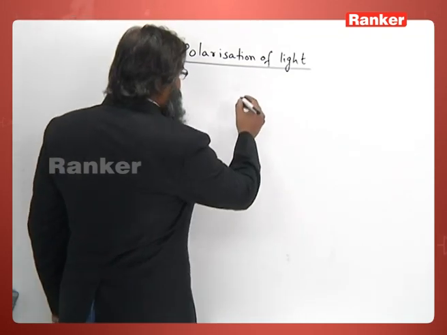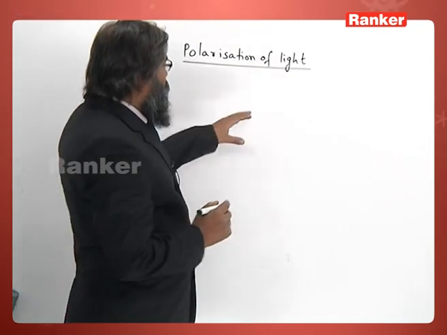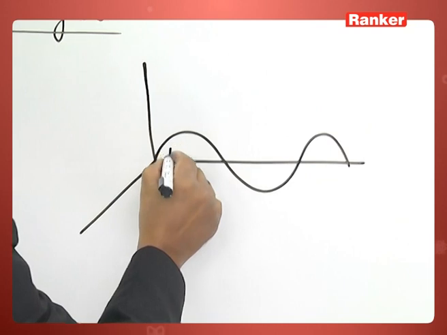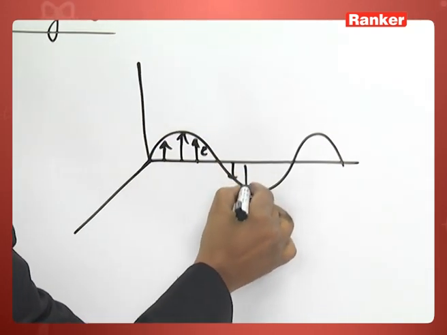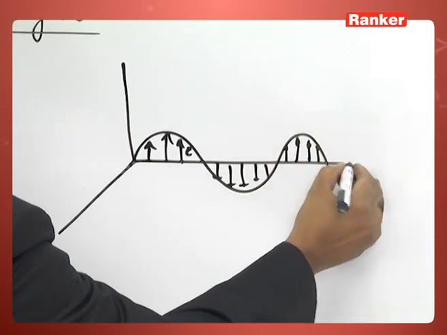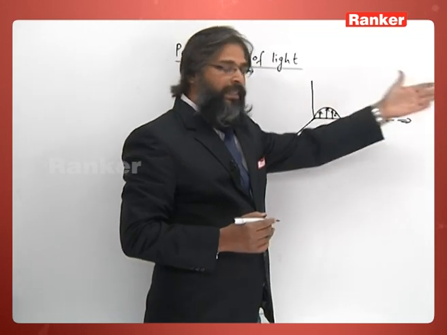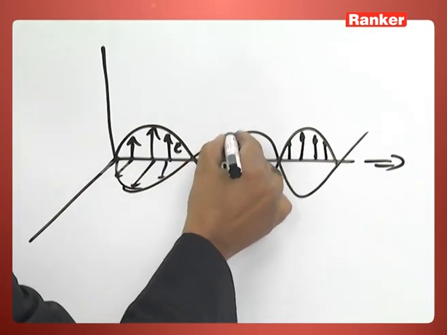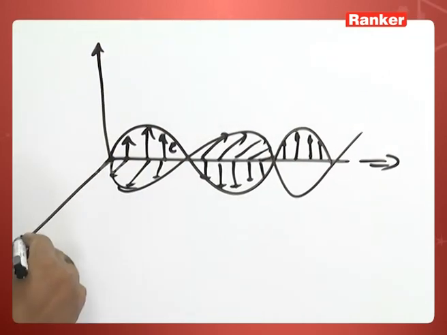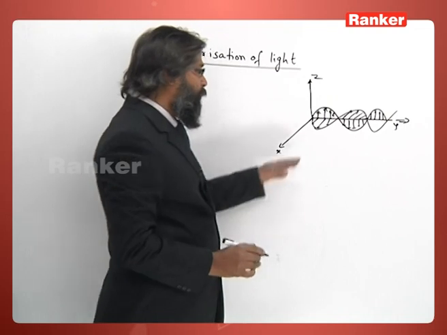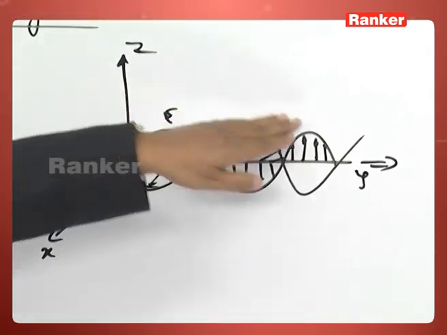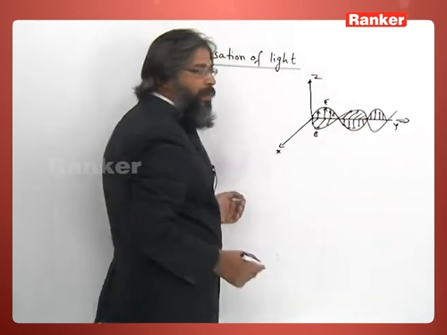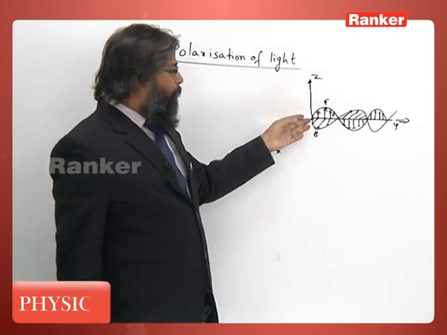So light is actually an electromagnetic wave in which these are E waves, the direction of propagation of light as an electromagnetic wave is in this direction, and we have these B waves. The electric fields oscillate, suppose I say this is X axis, Y axis and Z axis. So you see the electric waves oscillate along the Z axis, and your B field is confined within the XY plane. So this is the example of a plane polarized wave.